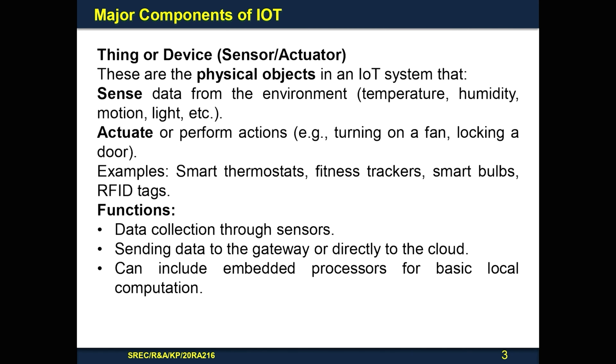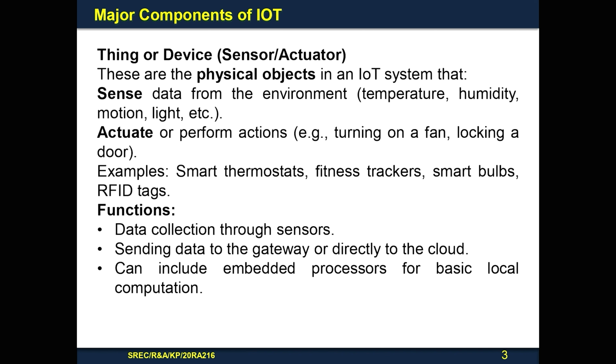So first is thing or device. A thing or a device can be a sensor or an actuator. If it is a sensor, it will collect data from the environment. For example, it can collect data like temperature, humidity, motion, light, obstacle detection. All these can be sensed and given as an input to the microcontroller or the processing unit. If it is an actuator, it will perform certain actions.